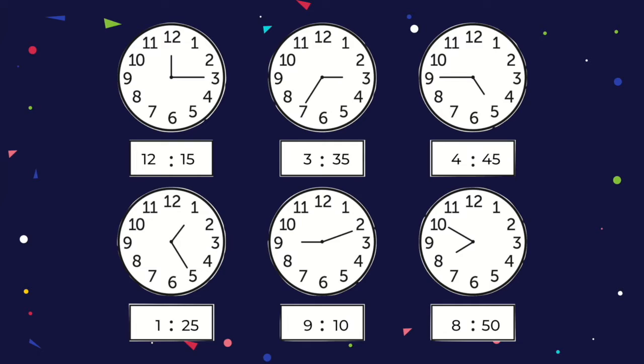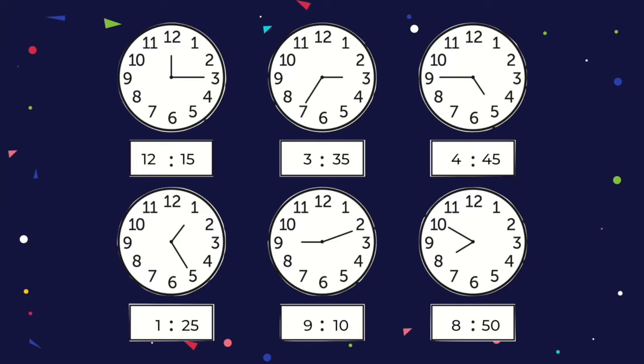For the minute hand, count from the 12 mark to the mark it points at. If there are 3 spaces, like in the first clock, take 3 multiplied by 5 and you get 15, so the minute is 15. For the second clock, there are 7 spaces from 12, so take 7 times 5, which is 35, so the minute is 35.